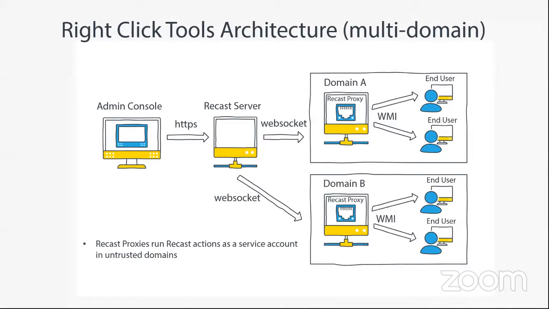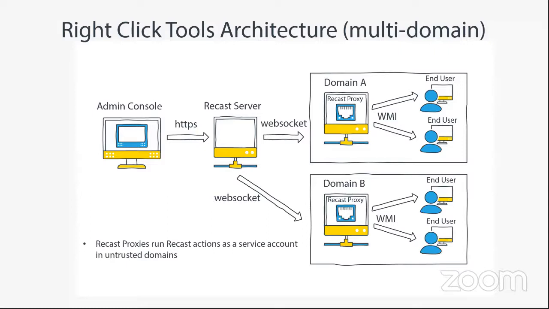Where things start to get maybe a little more complicated is when we start talking about Recast Proxy and some of the capabilities it adds. So, Recast Proxy is our way of extending right-click tools to service accounts that you specify. And so, we've historically talked about it in the context of untrusted domains, right? So, say we're a corporation that exists in domain A, and we buy another corporation B that has an untrusted domain B.